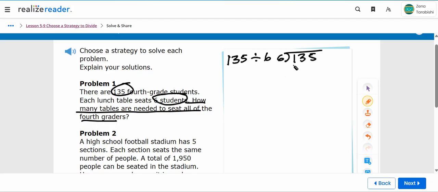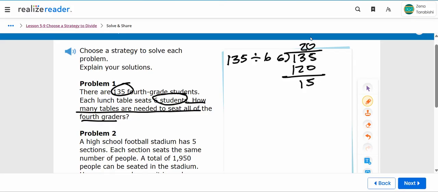Now, of course, if you want to look at the partial quotients, then that means that we're not going to look at the first digit if it's smaller than our divisor. So let's look at the second one. In this case, we have 13 or 130. 6 can go into 13 2 times. Or 20 if you want to do it like that, then that means that we have 120 right here on the bottom. And we have 15 left over.